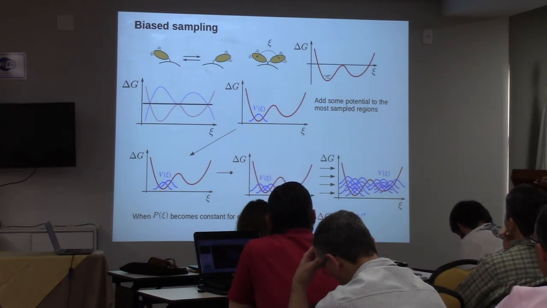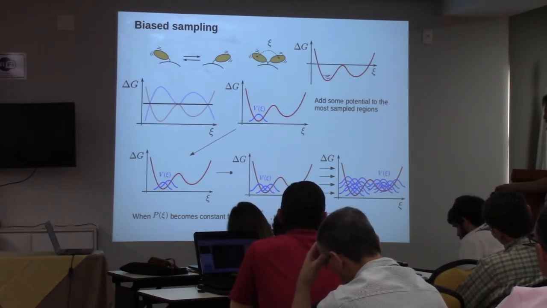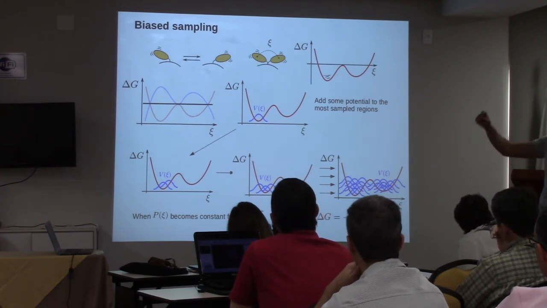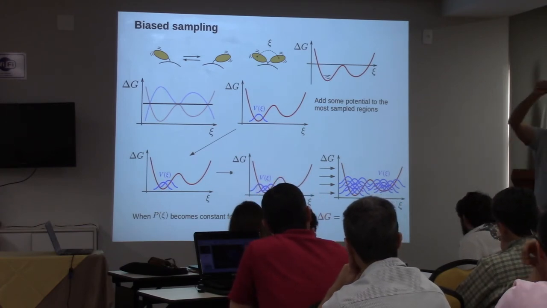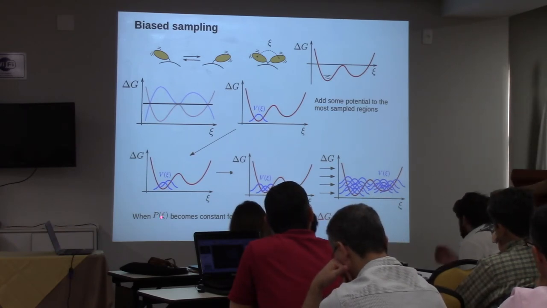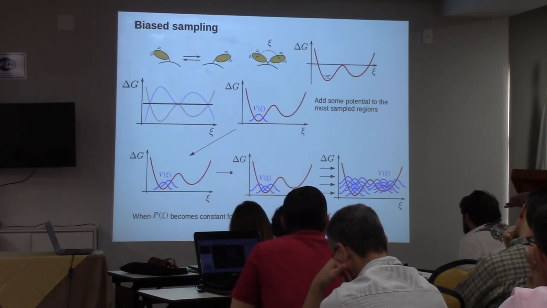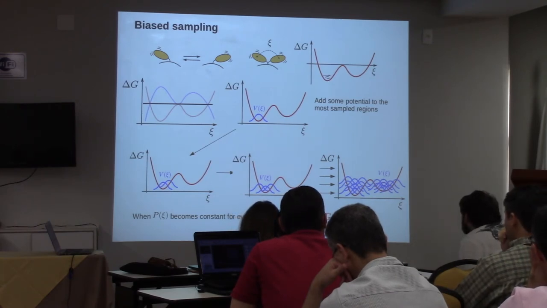And finally, if at some moment I realize that after adding all my perturbations the probability of finding any configuration along my reaction coordinate is constant now, so my system starts diffusing along my reaction coordinate perturbed by these multiple perturbations, when I end this process, I know that the perturbation I have introduced is the perturbation from which I can compute the free energy difference. Okay? And this kind of simulation is called metadynamics.